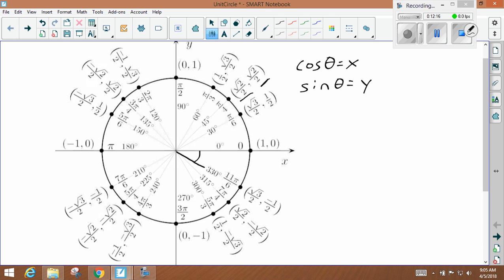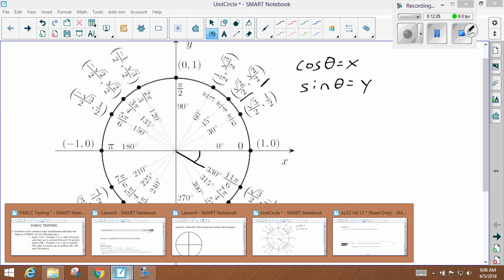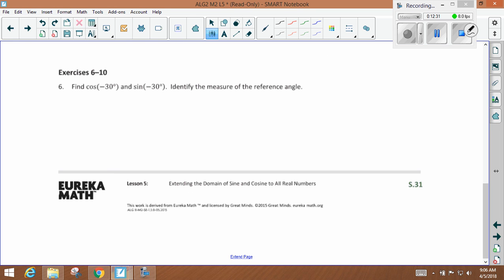And so then I can look, what is cosine of 330 degrees? Root 3 over 2, right? So cosine of negative 30 degrees is equal to root 3 over 2. And sine of negative 30 degrees is going to be my y coordinate at that point, which is negative 1/2. All right.